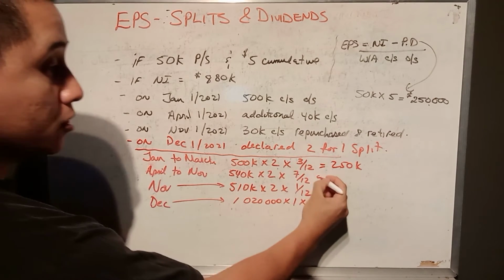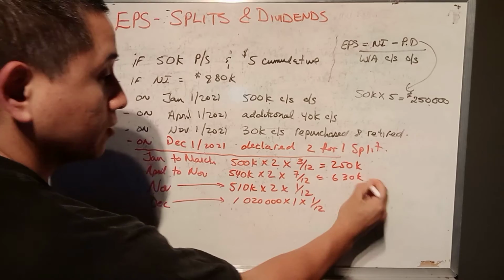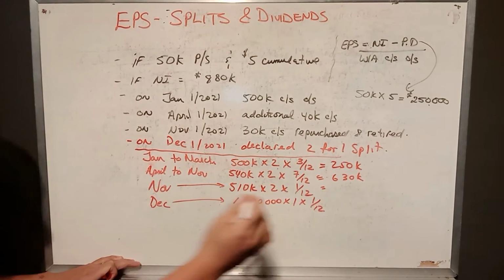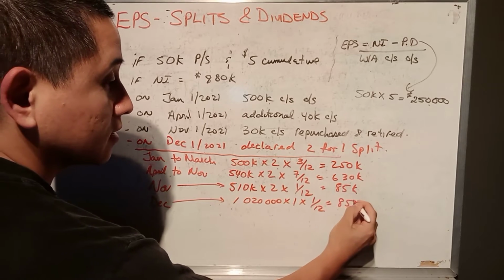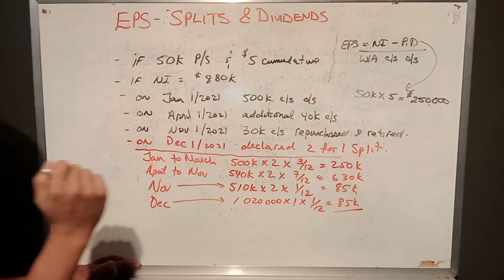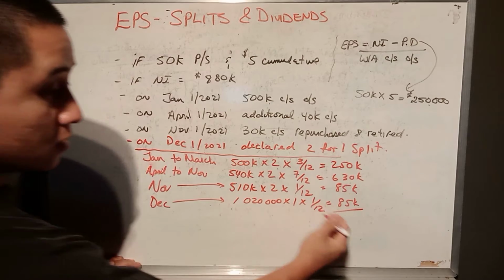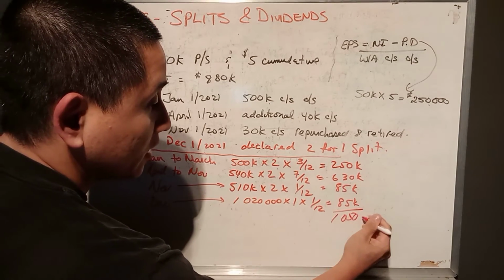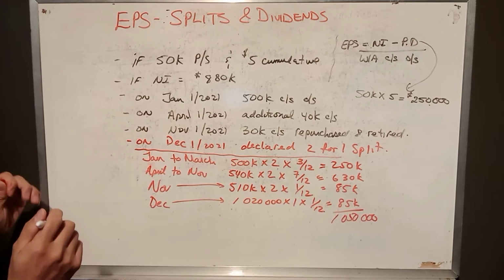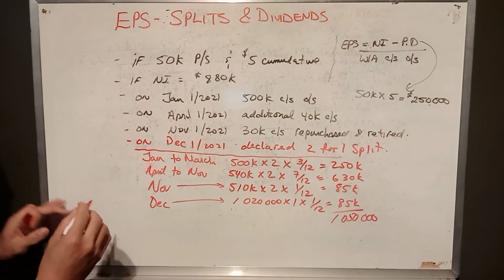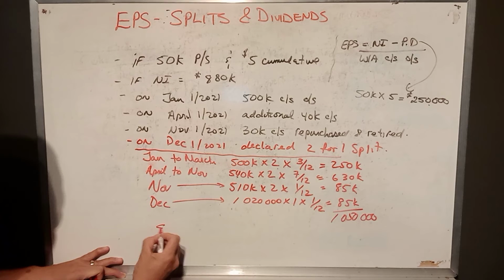This would be equal to 630,000. This would be equal to 85,000, as well as this, so 85,000. And if we sum it up, it would give us 1,050,000 common shares.